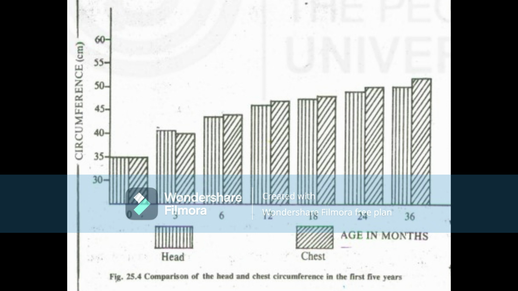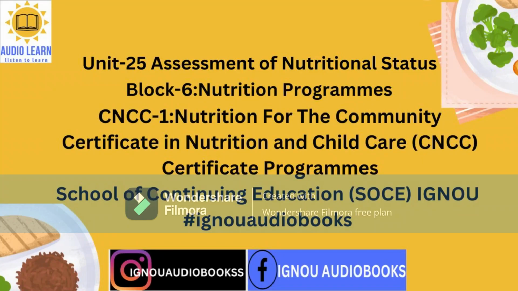Figure 25.4 Comparison of the head and chest circumference in the first 5 years. We could use the same measuring tape used for measuring head circumference to measure the chest circumference. The measurement should be made at the nipple level of the chest, figure 25.3b, with the child preferably resting on the mother's lap. Avoid taking measurement when the child is crying, screaming or breathing irregularly.